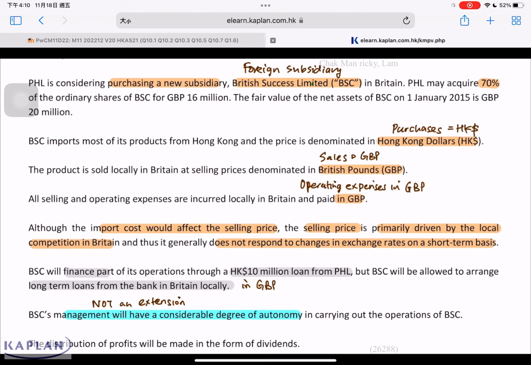For these 8 marks, first, you must mention the definition of functional currency, the nature of functional currency, and the factors to consider when you decide a functional currency, especially for operation. Essentially, you must know how to apply the 5 factors. Okay, look at the suggested answer now.